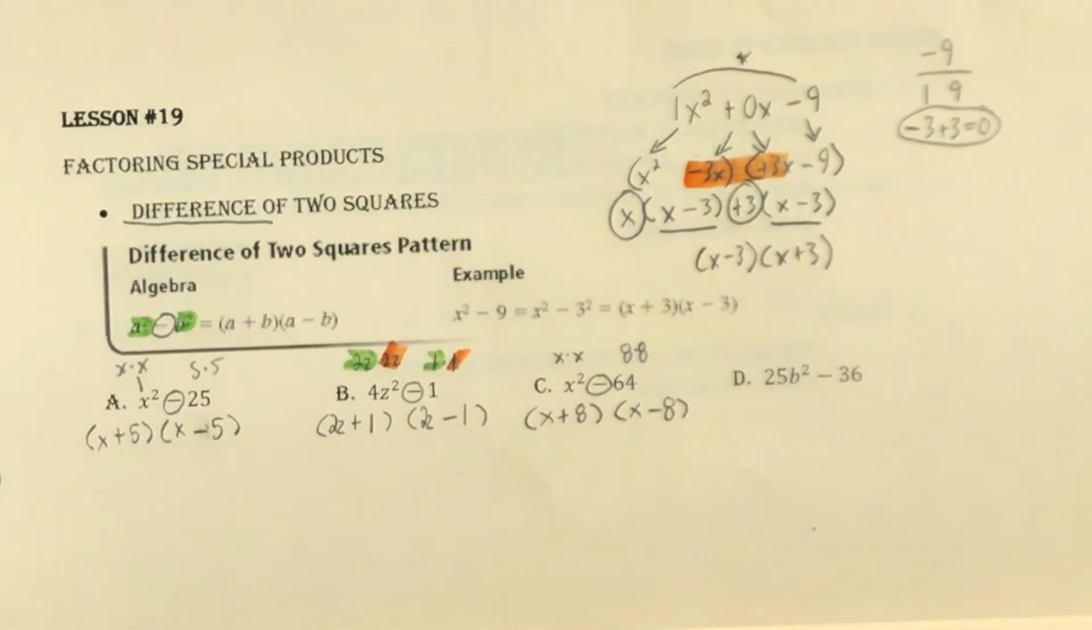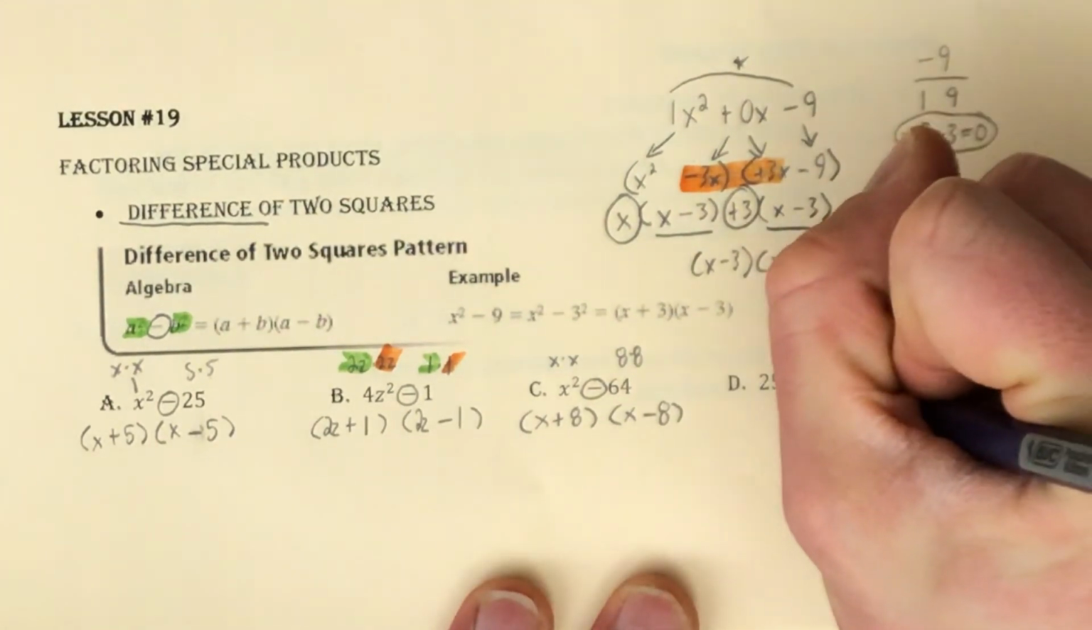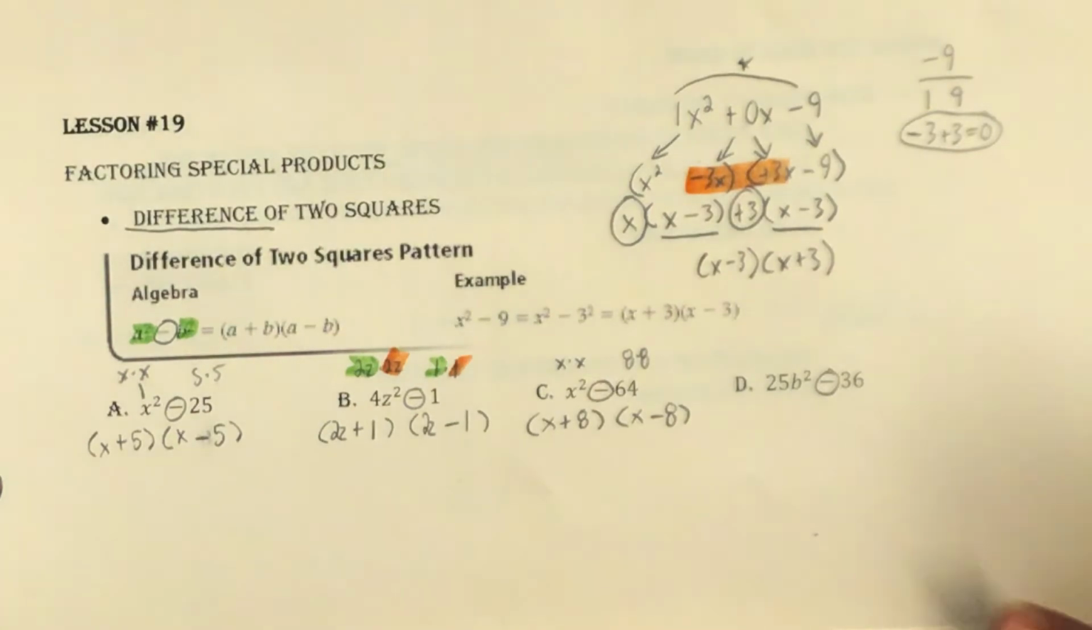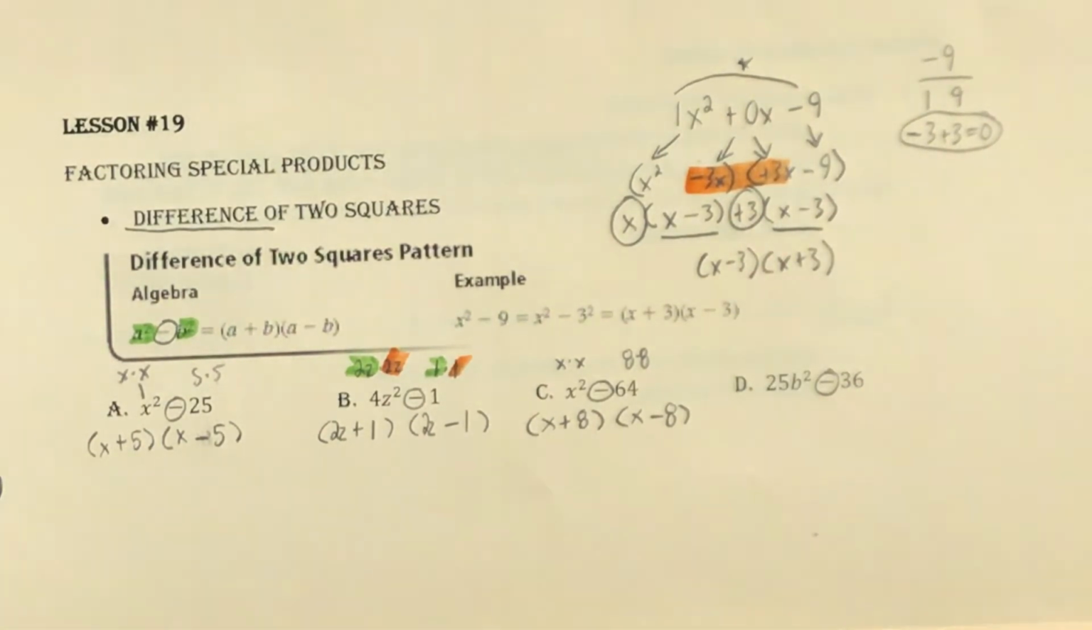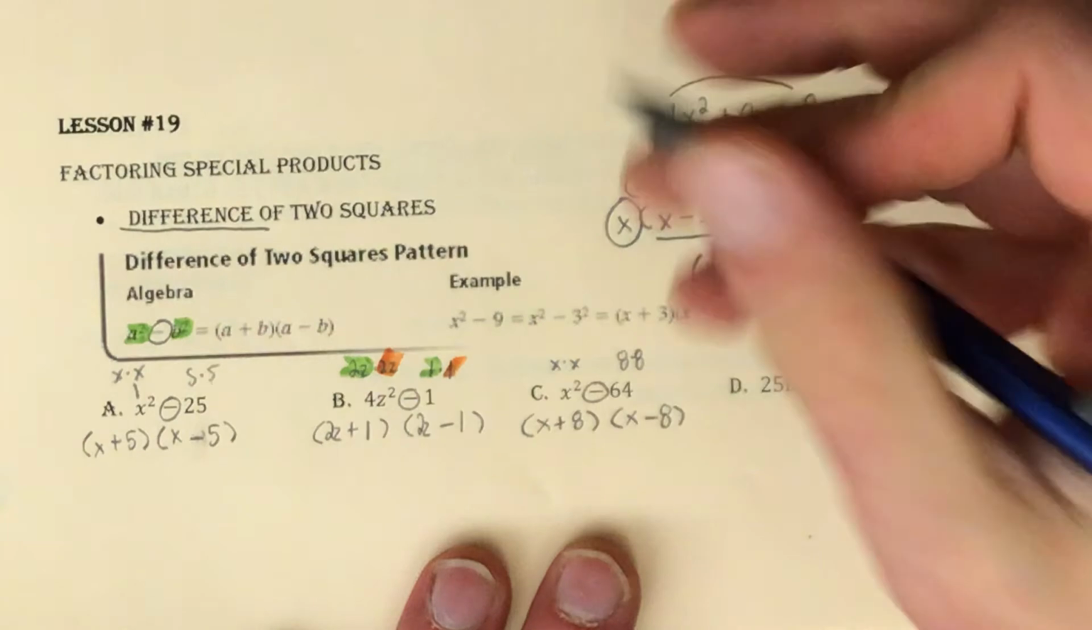All right. Well, I'd encourage you to try example D on your own, then check your answer with mine. So example D, 25b squared minus 36, right? Two terms, possible difference of two squares because it's a subtraction in the middle. So then I need to decide, is 25b squared a perfect square? Well, 25 is a perfect square because it means 5 times 5, and b squared is a perfect square because it means b times b.